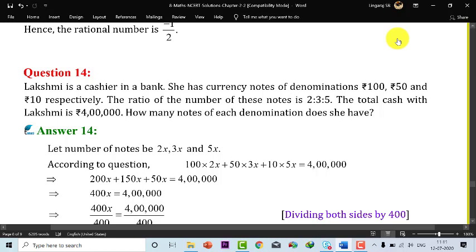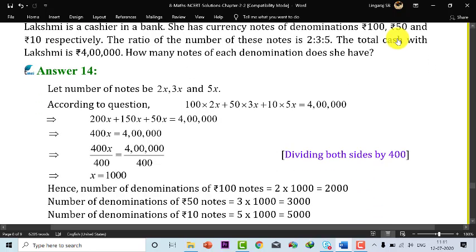So here 100 into 2x is 200x and 50 into 3x is 150x and 10 into 5x is 50x, equal to 4 lakh. So the sum of these three like terms is 400x, because 150 plus 50 is 200 and 200 plus 200 is 400.